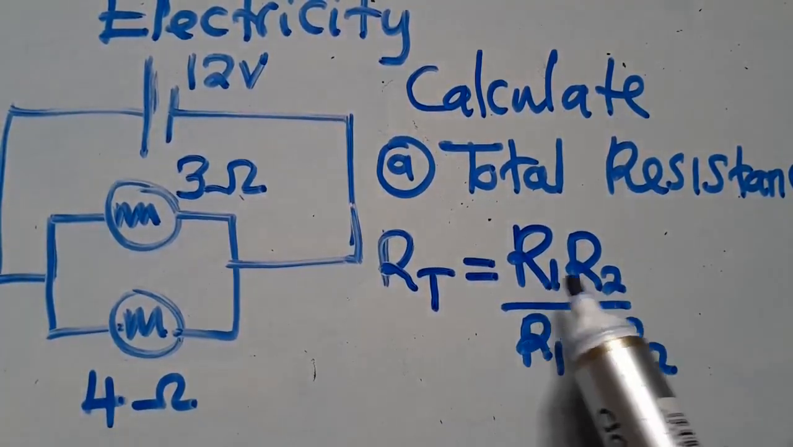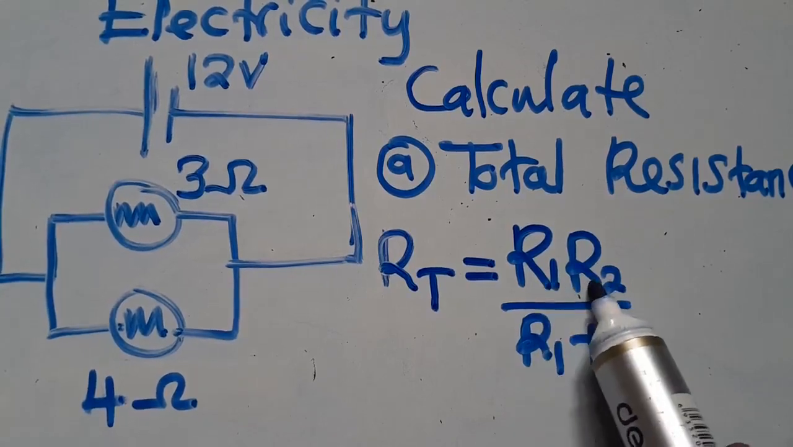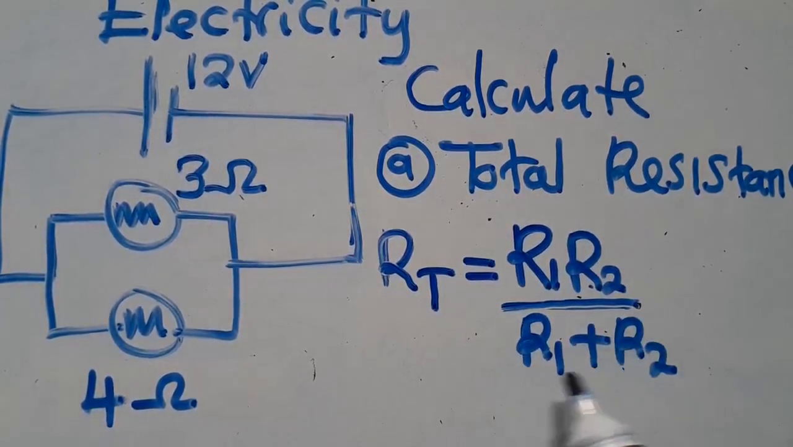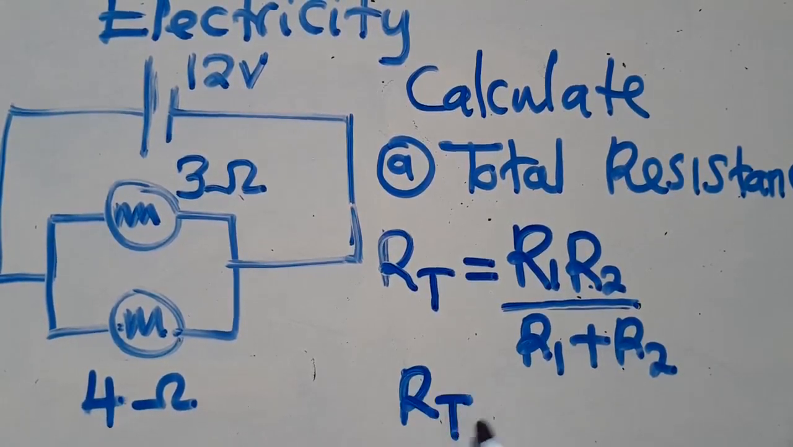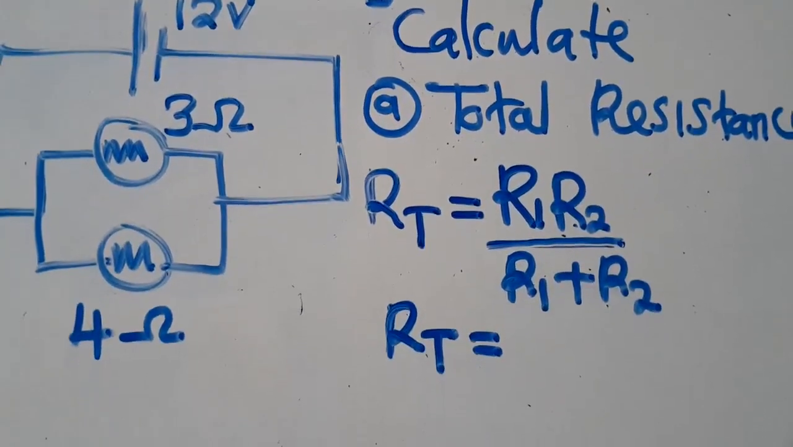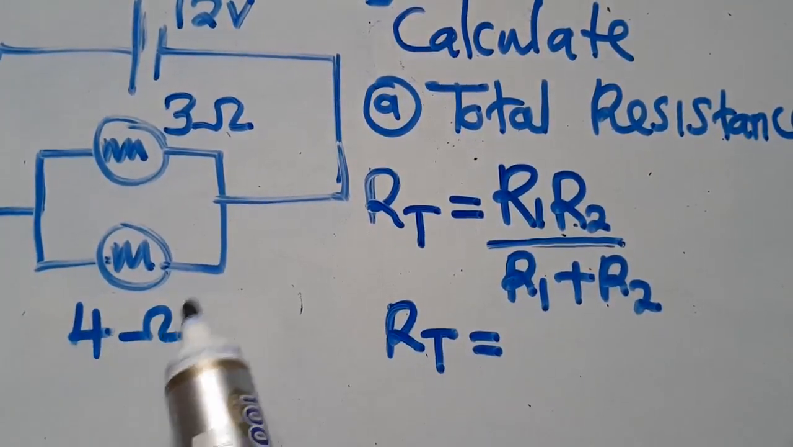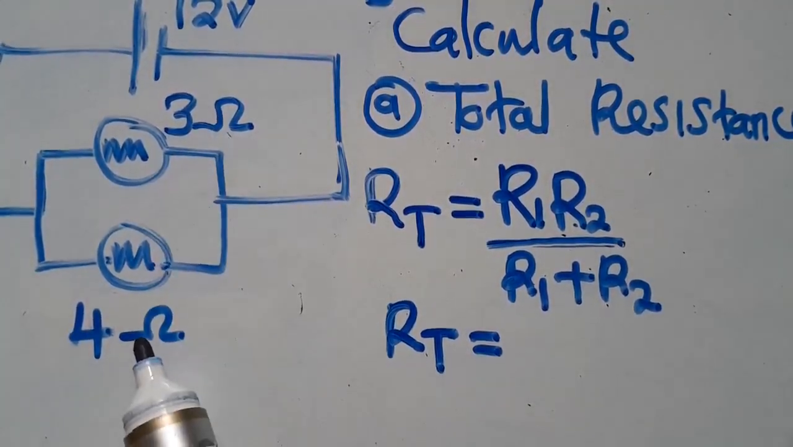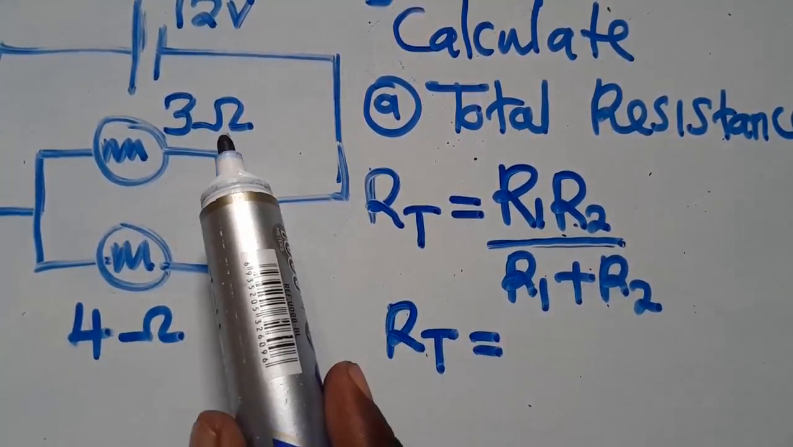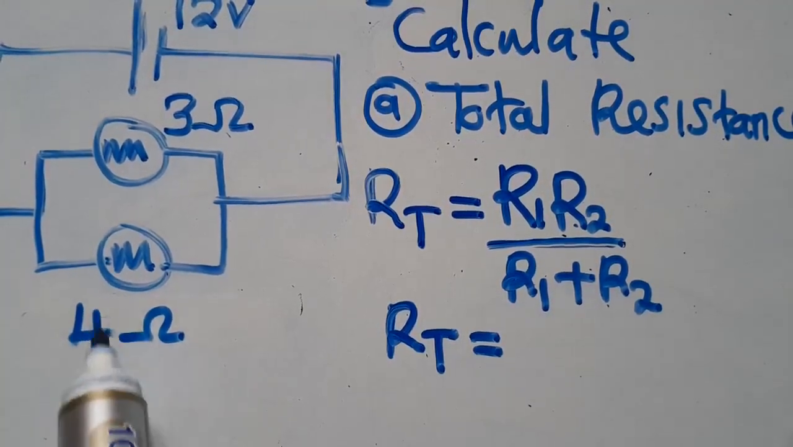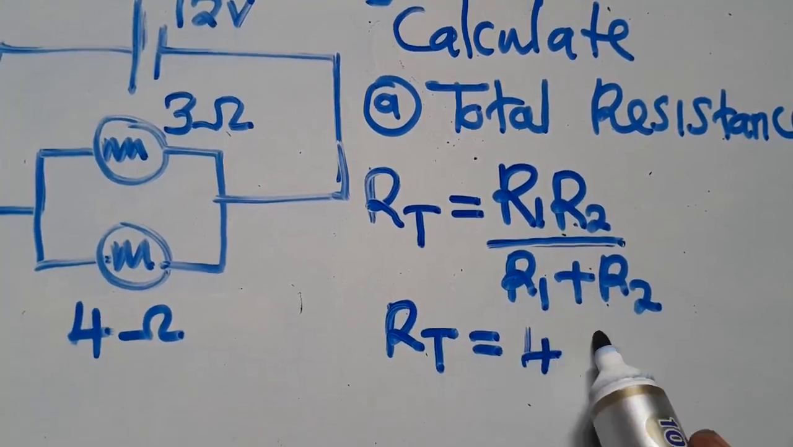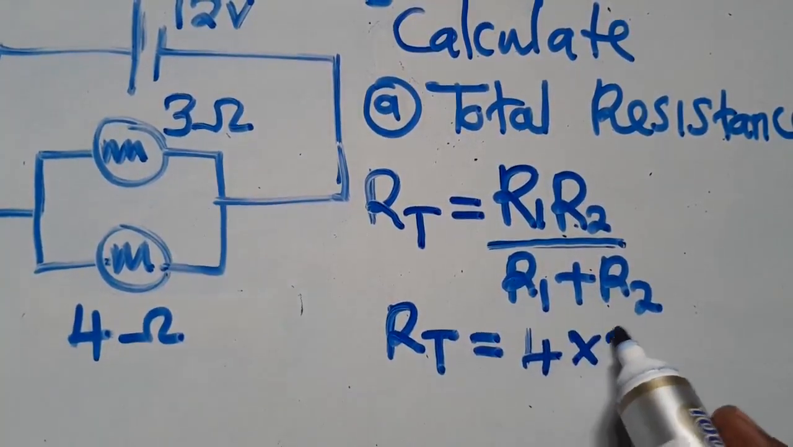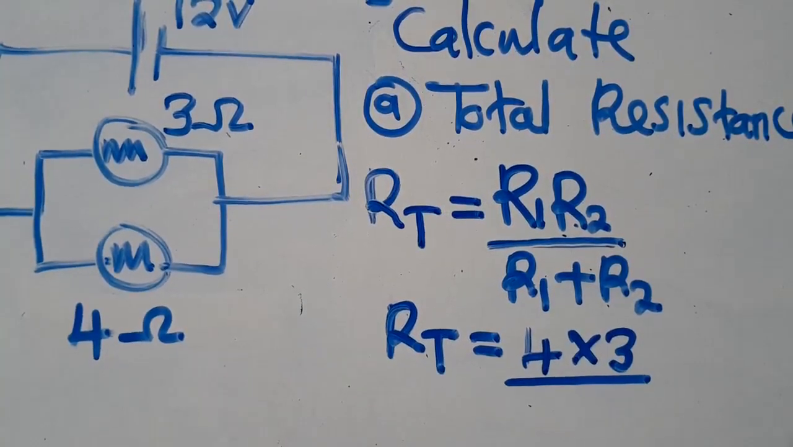This formula means that you multiply the two resistors which are given, then you say over, you add the two resistors which are given. So total resistance is equal to, you can pick any one. You can say this is R1 and this is R2, or this is R1 and that is R2, there is no problem. So we are going to say R1 is 4, so I'll say 4 times 3 over, I add 4 plus 3.